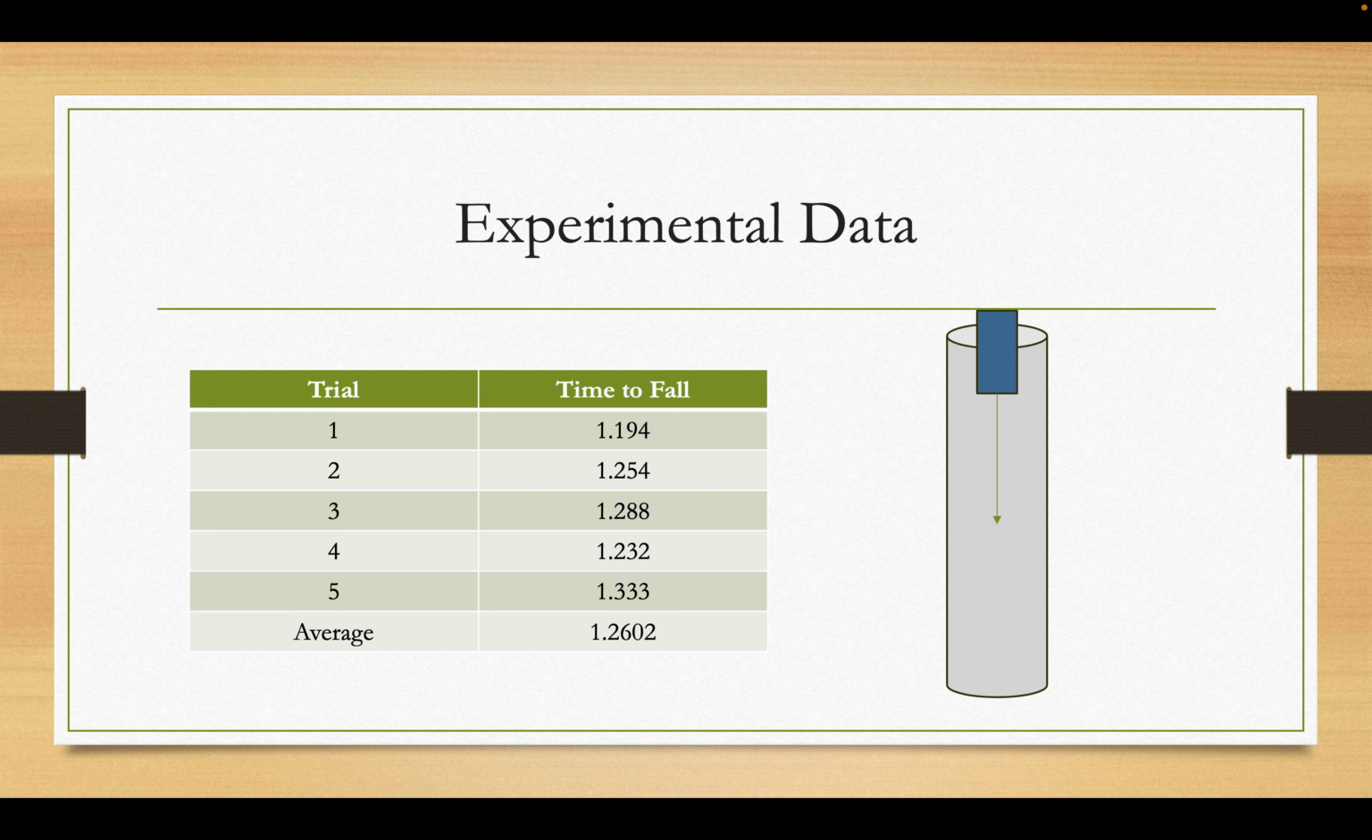So, experimental data: this was what our experimental apparatus looked like. We had this aluminum foil tube, and the bar magnet was going through the tube over here and just falling through it. Through 5 different trials, we recorded the time it took to fall for each trial and found an average of 1.2602 seconds.